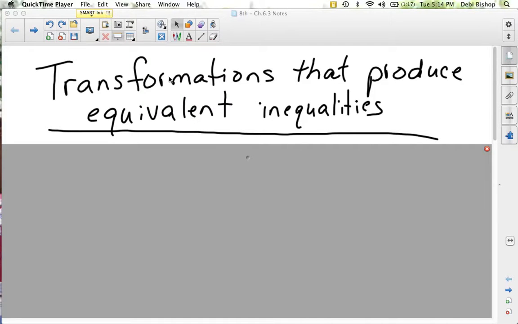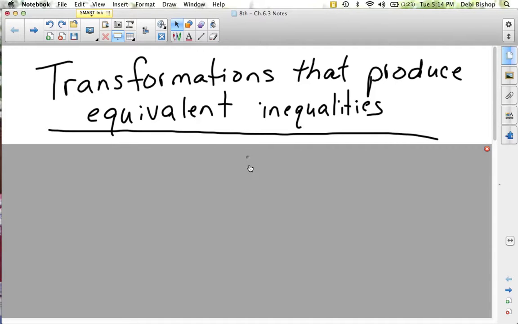Hello, 8th grade. We are going to talk about more inequalities. We will be talking about compound inequalities, which is Chapter 6, Section 3 of your notes. But before we talk about that, I want to remind you of some transformations that produce equivalent inequalities.